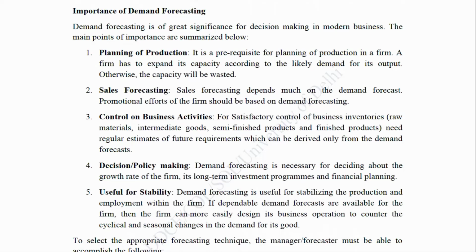Fifth, useful for stability. Demand forecasting is useful for stabilizing the production and employment within the firm. If dependable demand forecasts are available for the firm, then the firm can more easily design its business operation to counter the cyclical and seasonal changes in the demand for its goods.